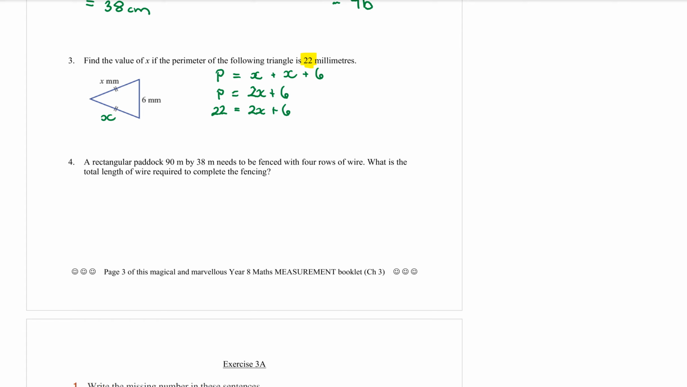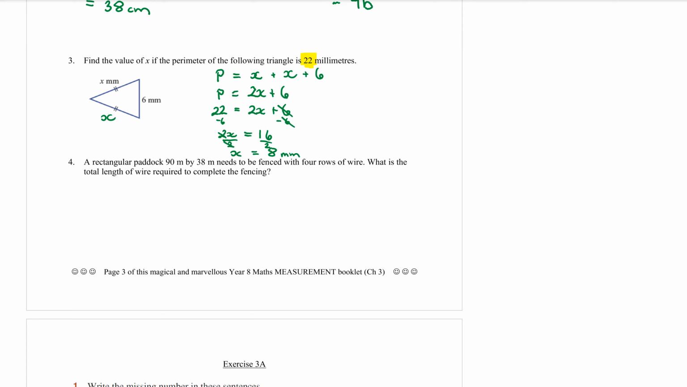Now, if I'm trying to find the x, I need to move away the two numbers that are with it, the 6 and the 2. So starting with the 6, I subtract the 6. So 2x is now by itself, and 22 take away 6 makes 16. Then, to get rid of the 2 that's with the x, I need to divide by 2, cross those off, and x is equal to 8, and the units would be millimeters. Okay, so in that triangle there, x is actually equal to 8 millimeters.